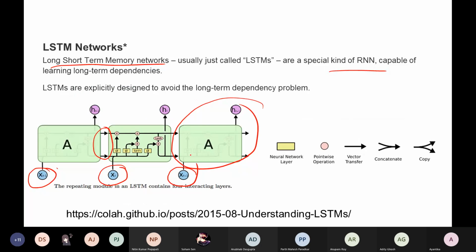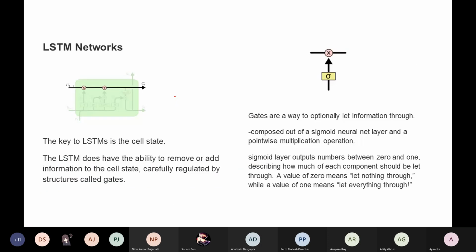This is a clumsy network, so we will see it step by step, one by one. What does it mean? To better understand why we relate it to memory, long short-term memory, we term this the cell state of the LSTM. In this cell state, the LSTM can carefully regulate it, and it can remove or add information to the cell state.